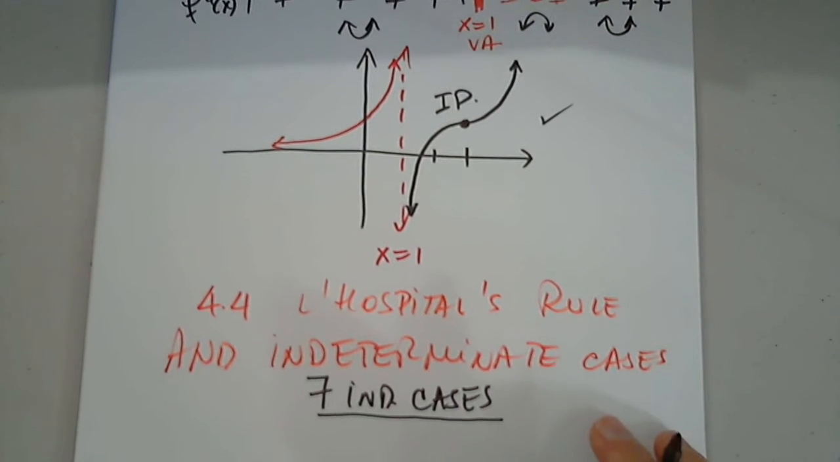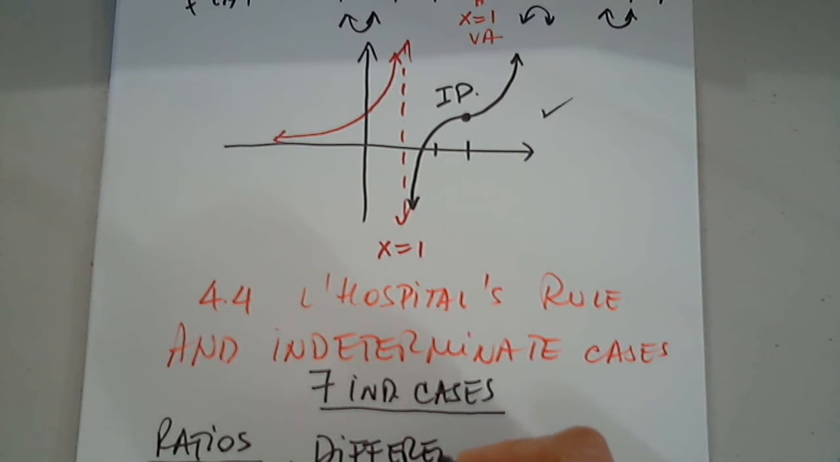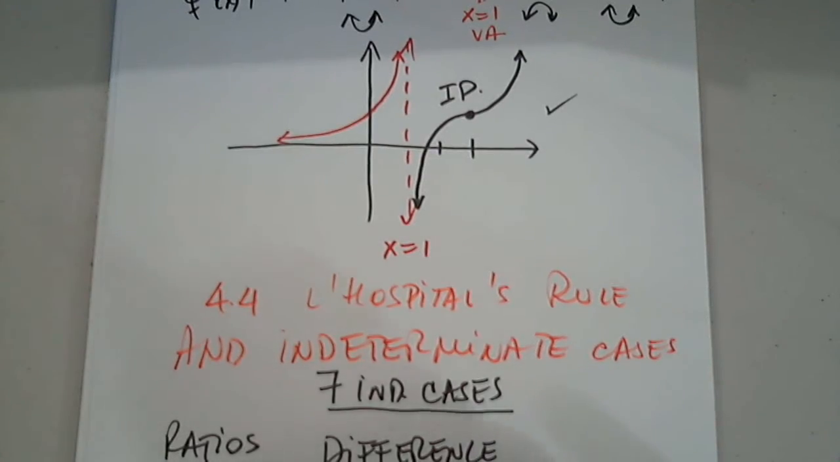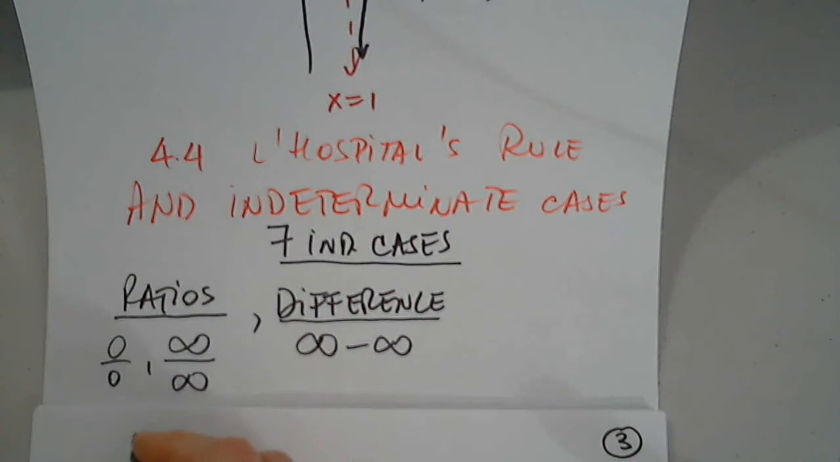And we looked at ratios, 0 over 0 and infinity over infinity. We looked at one difference, which is infinity minus infinity. So that's the second group. Third group, product, 0 times infinity.